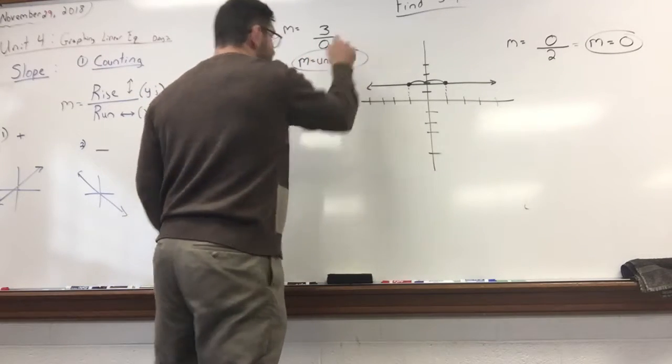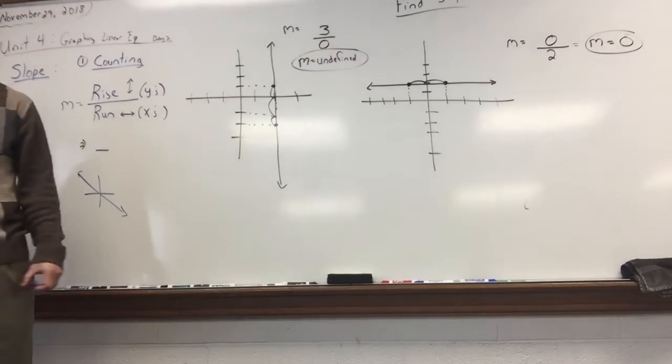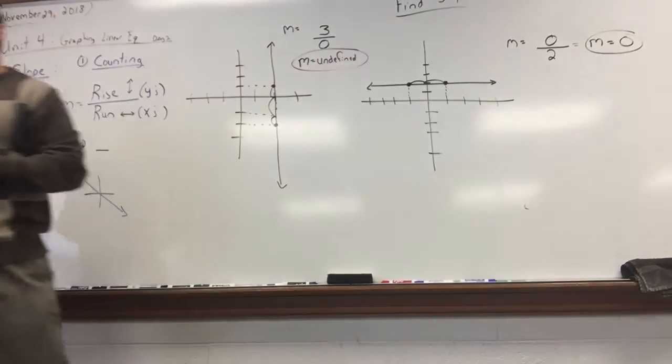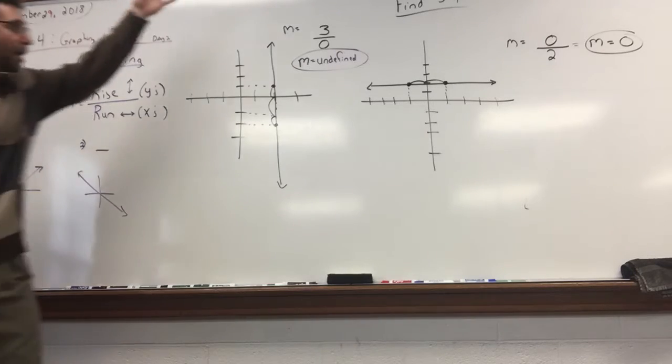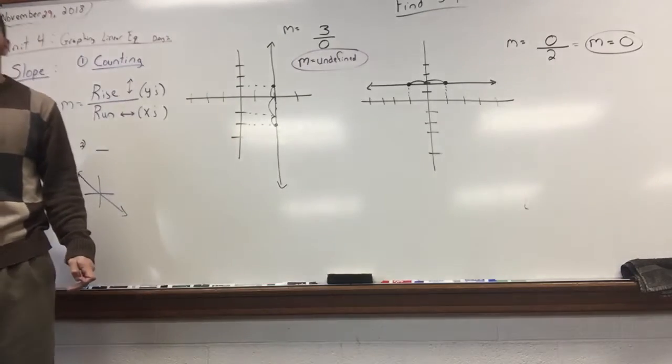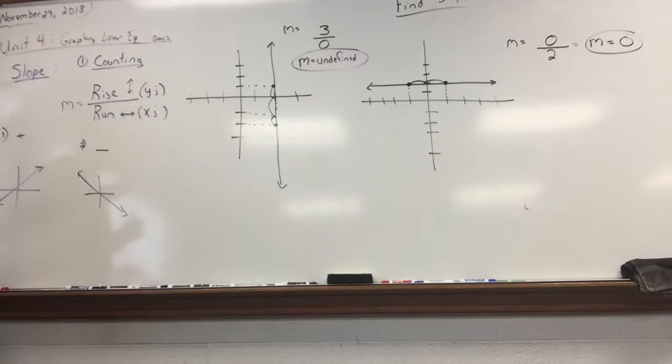Undefined means we can't put a number with it. So when you get a 0 in the denominator, it is undefined. That's why this vertical line is actually undefined. Questions on there?